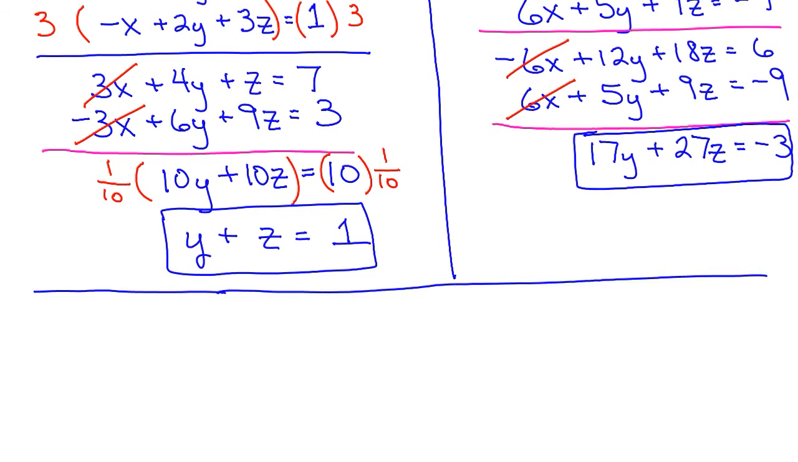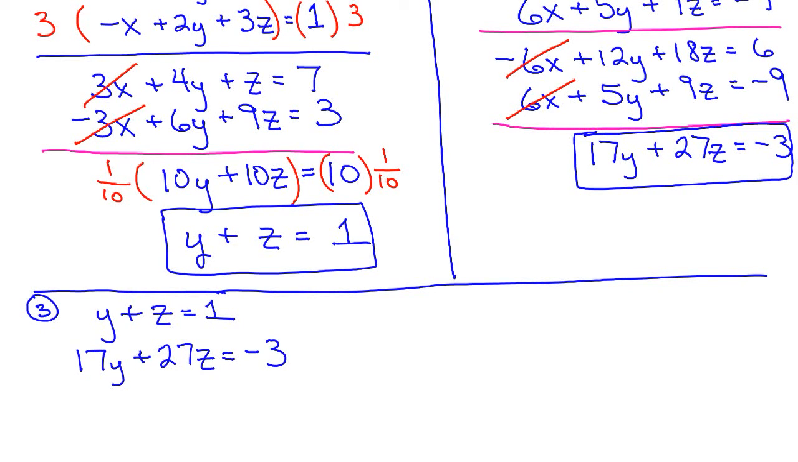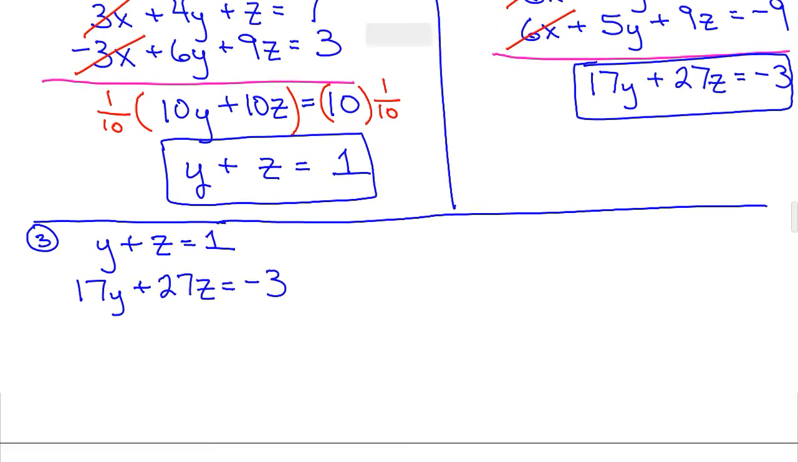Now, let's solve these two equations together. So I have y plus z is equal to 1, and 17y plus 27z is equal to negative 3. I'm going to solve this one using substitution. So solving the first equation for z, I get that z is equal to 1 minus y.